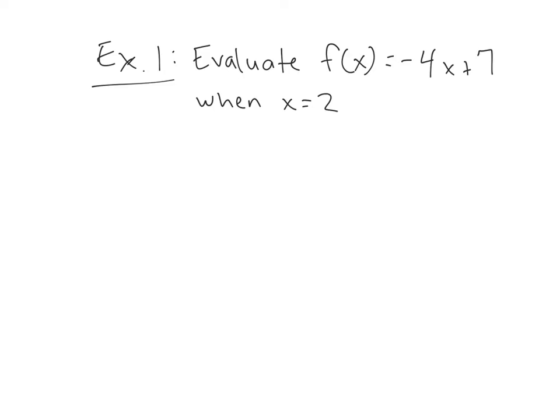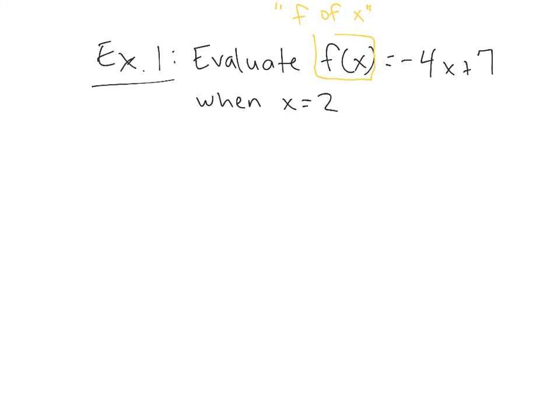Alright, for example 1 here, we're going to evaluate f of x equals negative 4x plus 7 when x equals 2. In a problem like this, this notation here, f parentheses x, is going to be pronounced f of x, and we can think of it as the y value of function f when evaluated at a given x. We can think of it as the y, and we're going to try to solve for that output y value for a given input value of x.